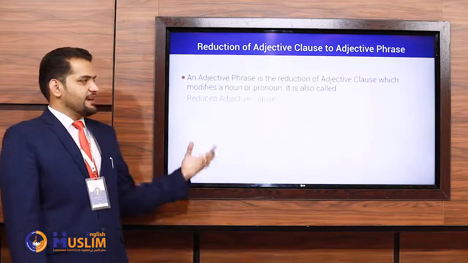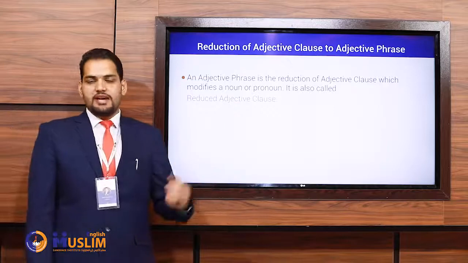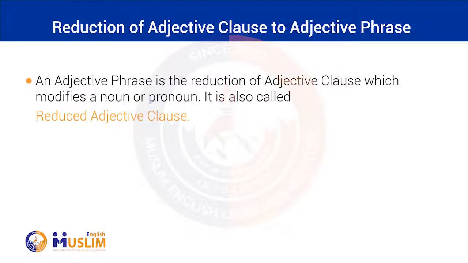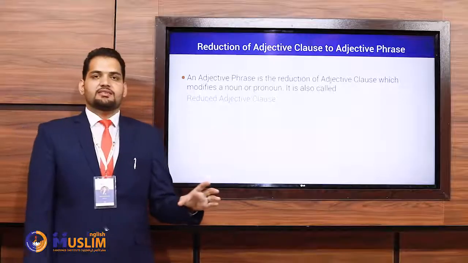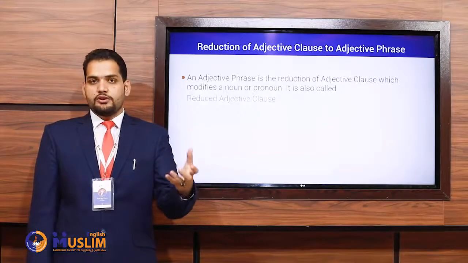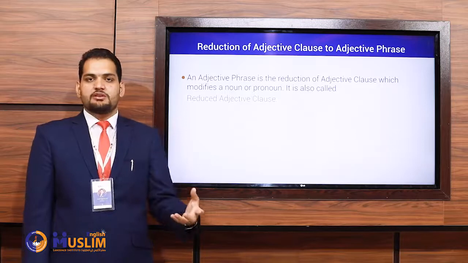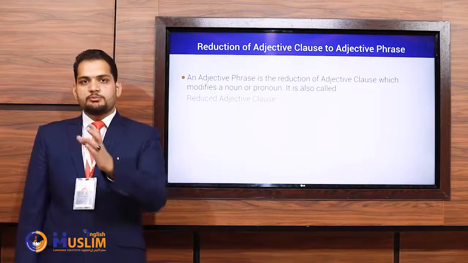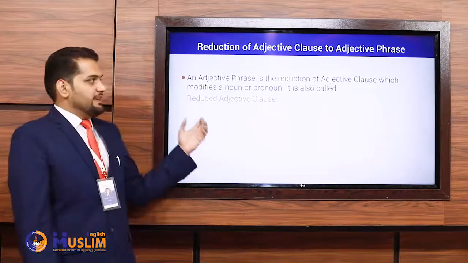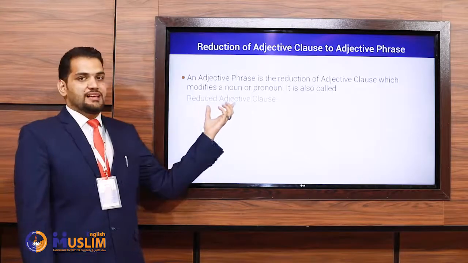So, what is an adjective phrase or a reduced adjective clause? An adjective phrase is the reduction of an adjective clause which modifies a noun or pronoun. Just like an adjective clause, an adjective phrase also modifies or talks about or gives more information about a noun or pronoun. It is also called reduced adjective clause.